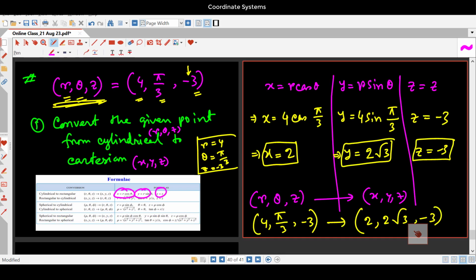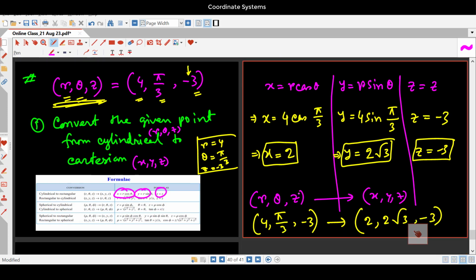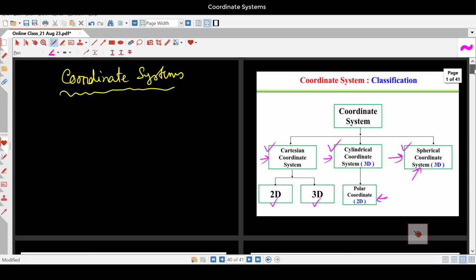So this is how we deal with the transformation of points from any coordinate system to another coordinate system. I hope you have understood this. Now you have to practice. So that's all for today. Thank you.